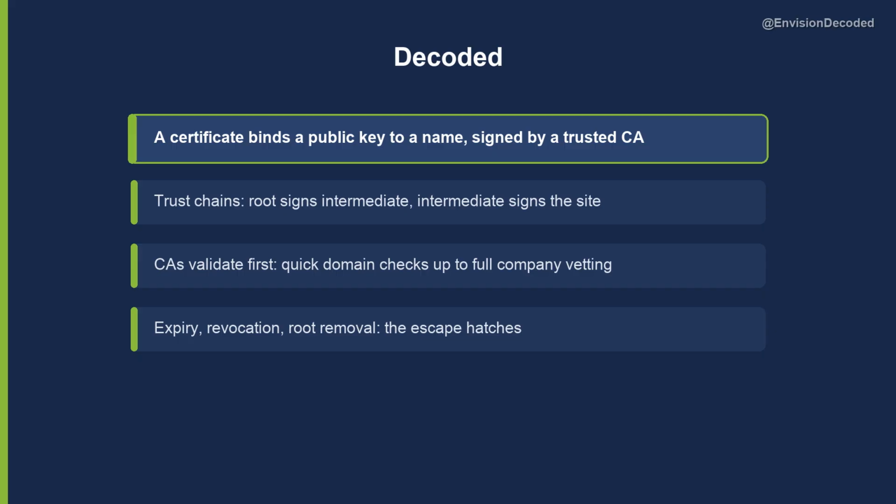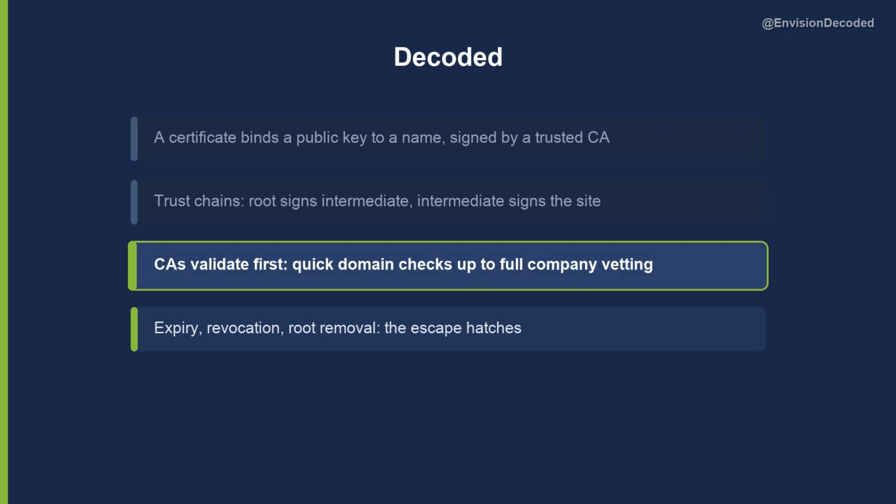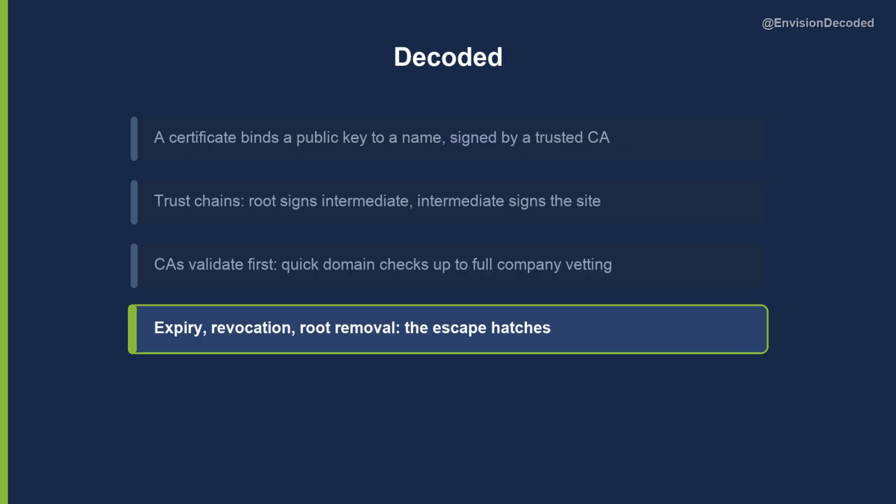So, to decode it. A certificate binds a public key to a name, signed by an authority you already trust. Trust flows in a chain. Root signs intermediate, intermediate signs the site, and your machine ships with the roots. Authorities validate before they vouch, from quick domain checks to full company vetting. And expiry, revocation, and root removal are the escape hatches when things go wrong.